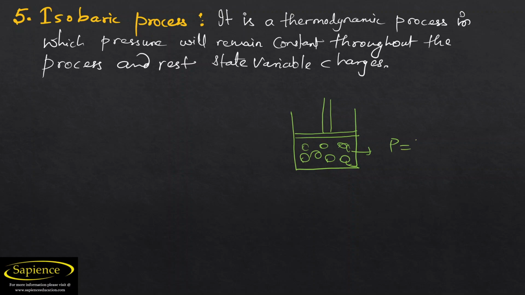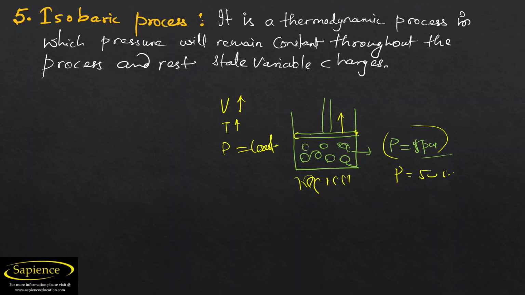and let us consider the pressure is equal to 5 Pascal. When we apply heat from inside, the pressure may increase, but as pressure starts to increase from 5 to 5.01, the movable piston will go up. So here volume may change, temperature also may change, but what will remain constant? Pressure will remain constant. This type of process is known as an isobaric process. So I hope you have understood this.